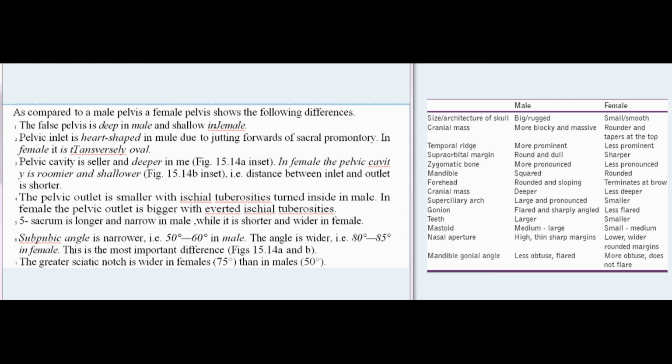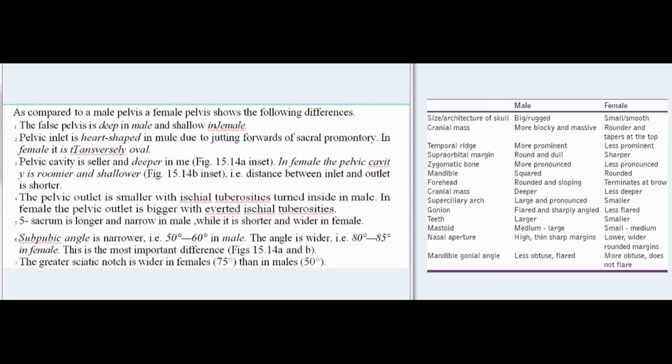Pelvic inlet is heart-shaped in male due to jutting forwards of the sacral promontory. In female it is transversely oval. 3. Pelvic cavity is deeper in male, Fig 15.14a inset. In female the pelvic cavity is roomier and shallower, Fig 15.14b inset, i.e. distance between inlet and outlet is shorter.